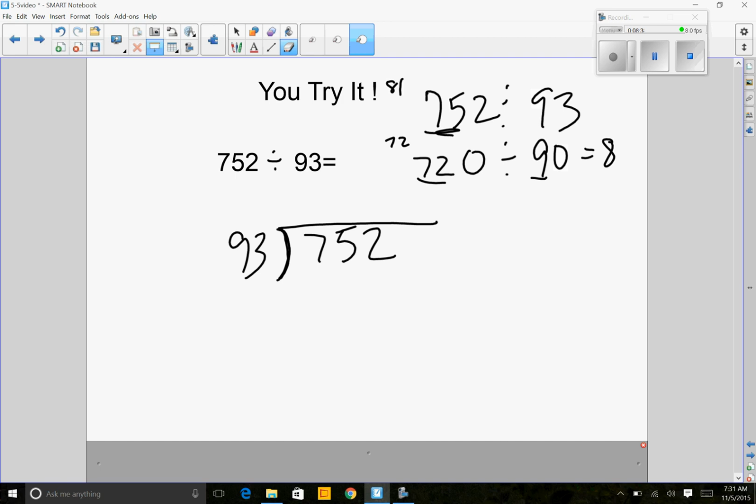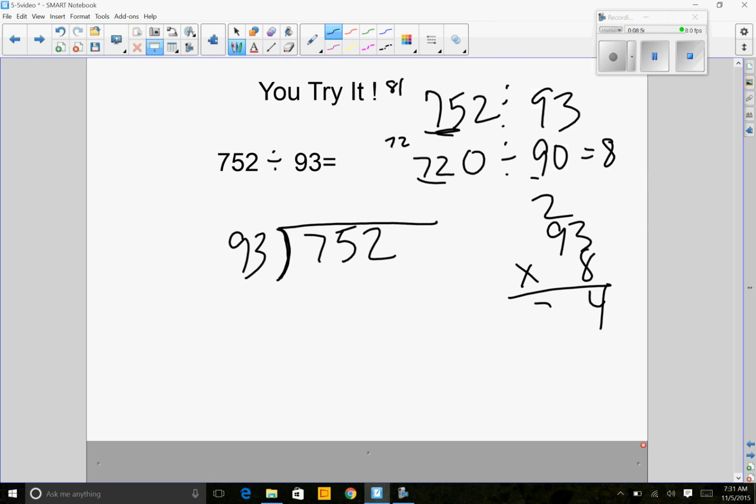So now I'm going to use my 8. I'm going to go over here and do 93 times 8. 8 times 3 is 24. 2. And 8 times 9 is 72 plus 2 is 744. And again, I'm going to do that quick mental check. That number is smaller, so I'm okay on that front. And when I subtract that number, I'm going to get a number much smaller than 93. So 8 should be okay.